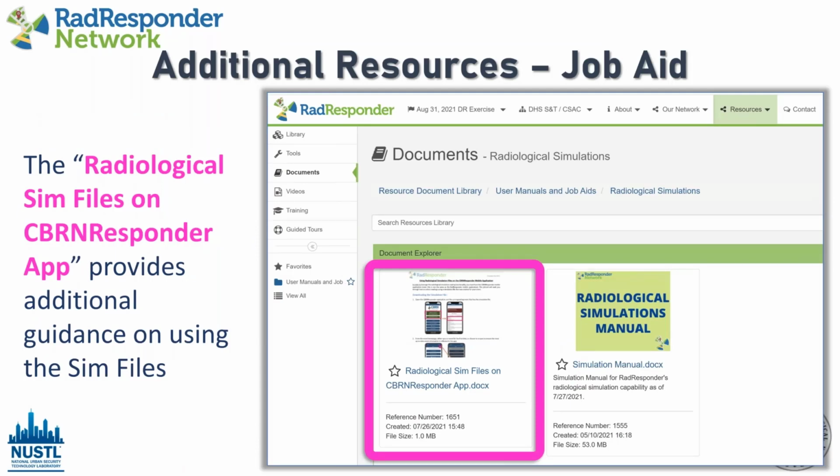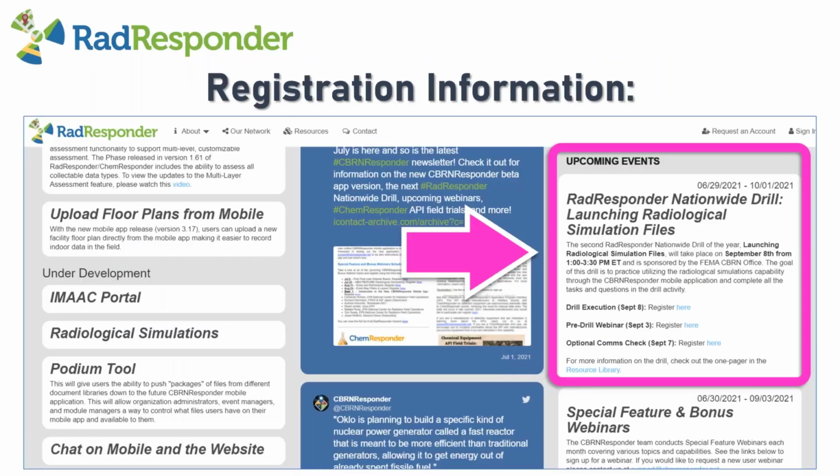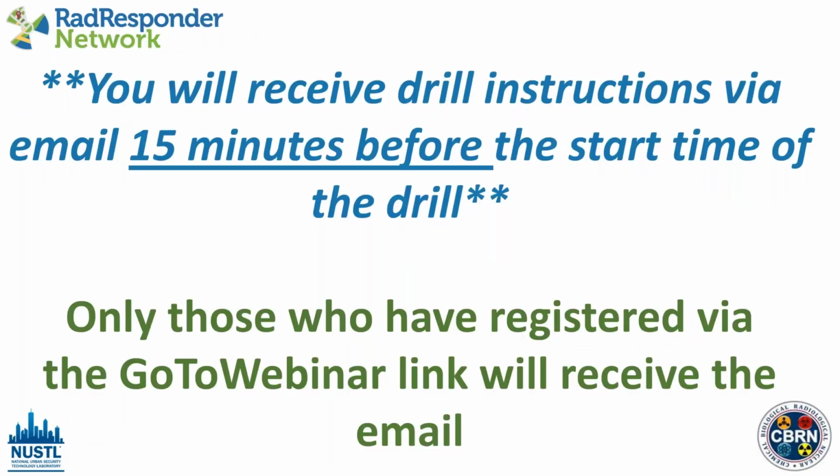The radiological simulation files on the CBRN app document, that is also going to provide some additional guidance. If you have not already registered for the nationwide drill, you should do so soon. That way you are making sure you're receiving that drill guidance. You can do this from our RadResponder pre-login homepage. You just can click those links there and it will take you to the registration page. Make sure you're registered for that webinar through the GoToWebinar link. That way you will receive an email with those drill instructions.